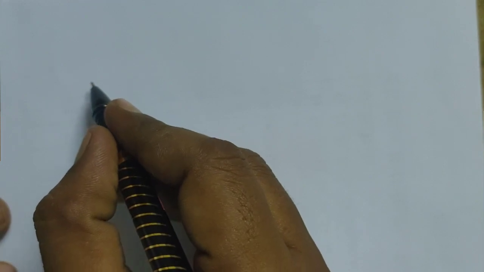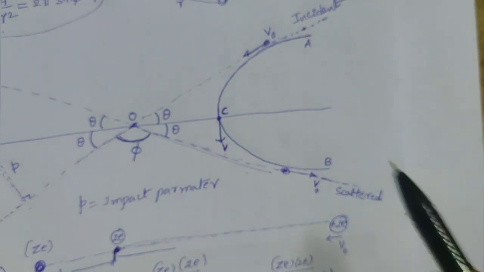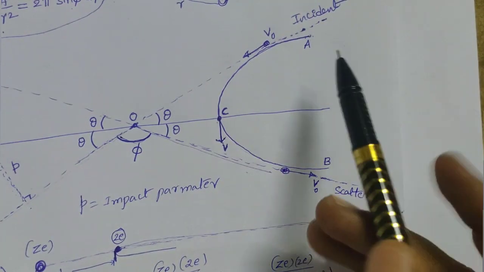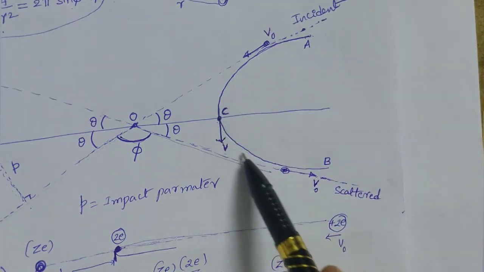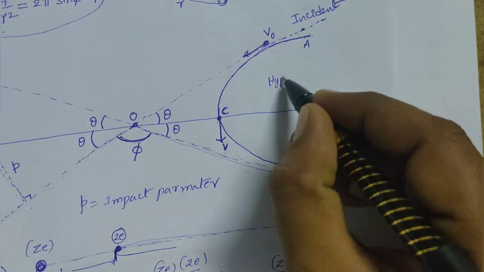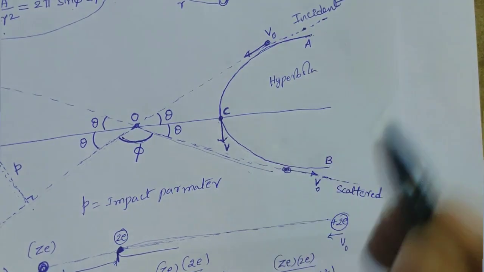As I said to you, I will give you a few terminologies. The path of the alpha particle, here I have shown you. This alpha particle is coming like this and going like this. So what is this path? This path is a hyperbola, the trajectory of the alpha particle in the field of the nucleus.